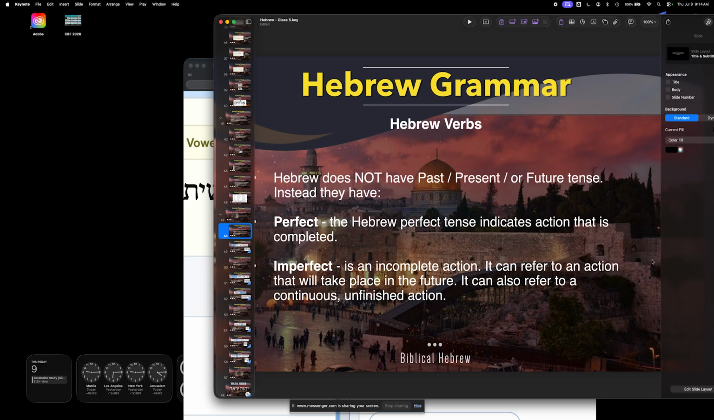But just so you understand, as far as the timing of verbs within the Hebrew, you only have the two: perfect, imperfect, completed action or incomplete action. And context is going to tell you what that means. Let's give you some examples, because telling you that, right now your head's probably hurting.